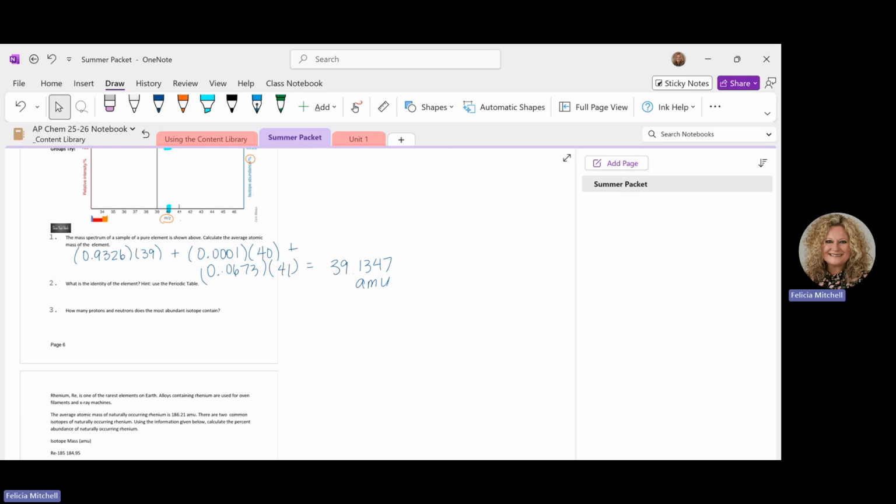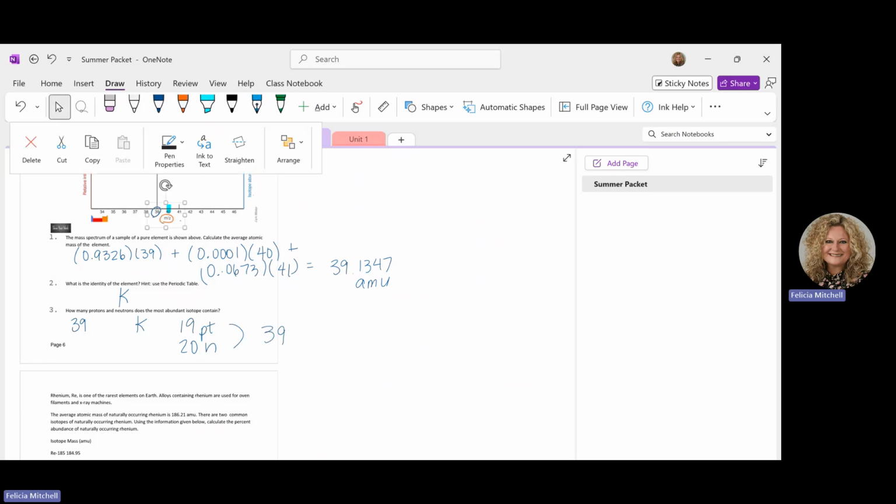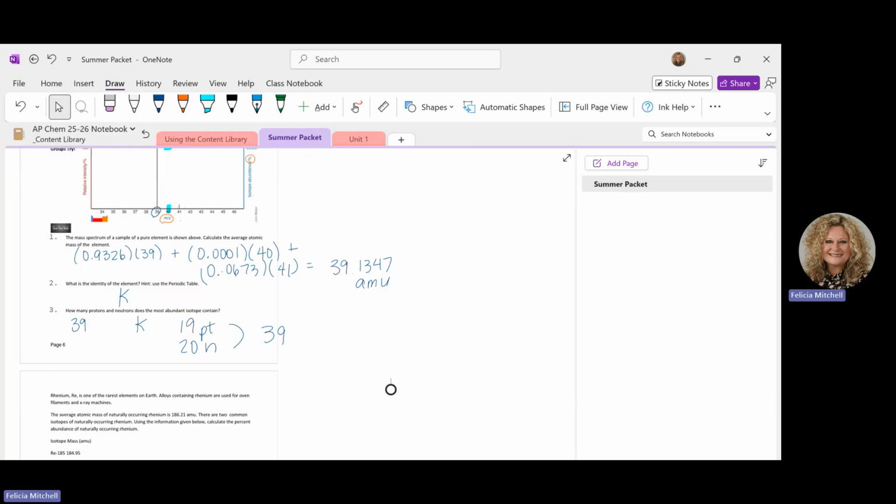What's the identity of the element? Okay, well, go to your periodic table and see whose mass is closest to 39.13. And you're going to see potassium. And then it says how many protons and neutrons would the most abundant isotope contain? Well, the most abundant isotope is a mass of 39 right here. Well, potassium always has 19 protons. That's its atomic number on the periodic table. That never changes. And 20 neutrons then would be the answer for the neutrons. Why? Because this has got to add to 39. Why? Because that's the most abundant. Now, again, the 19 protons for potassium never changes.